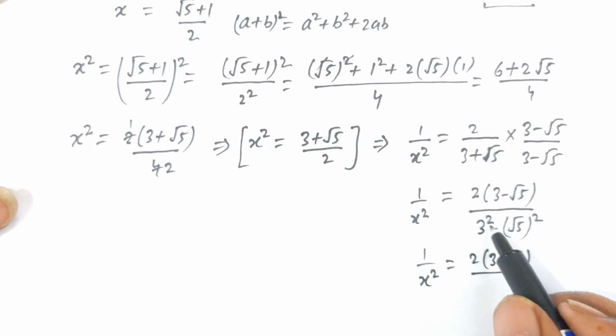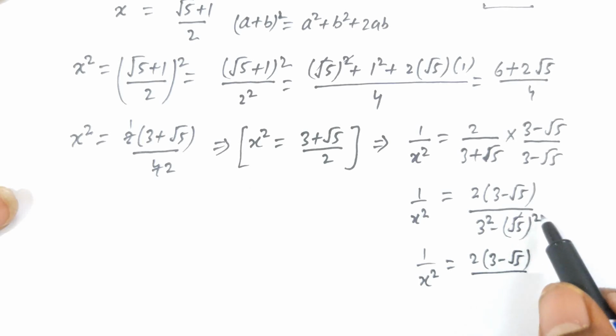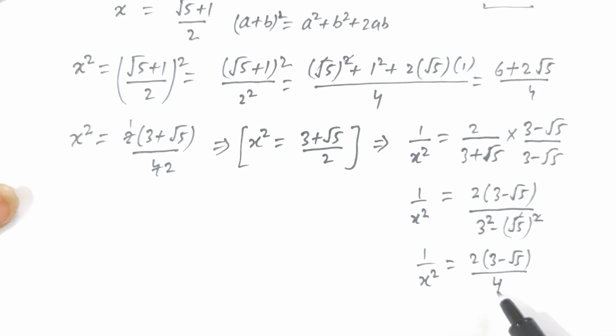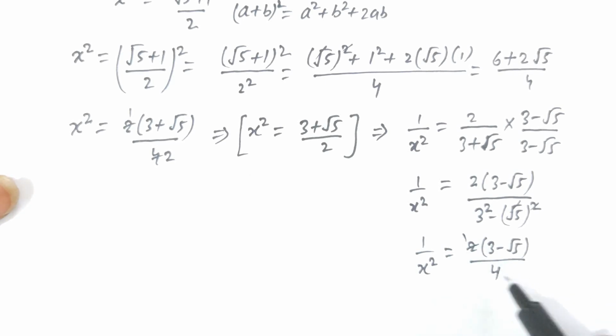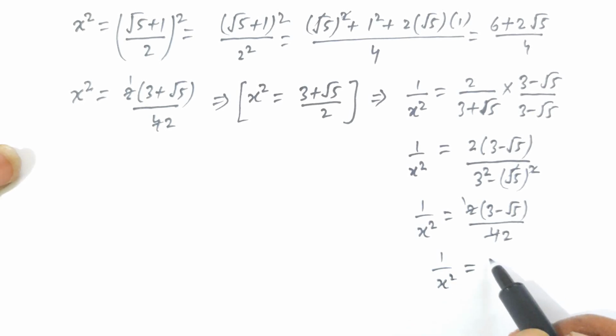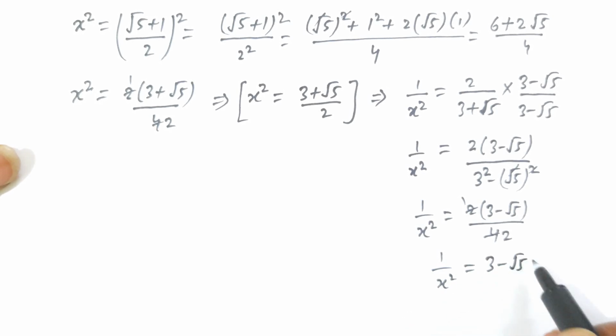3 square is 9, and the square root is cancelled out by the square. 9 minus 5 is 4. So here 4, and this 2 is divided by 2, then we get 1, and this 4 is divided by 2, then we get 2. So here students, 1 by x square is equal to (3 minus square root of 5) divided by 2.